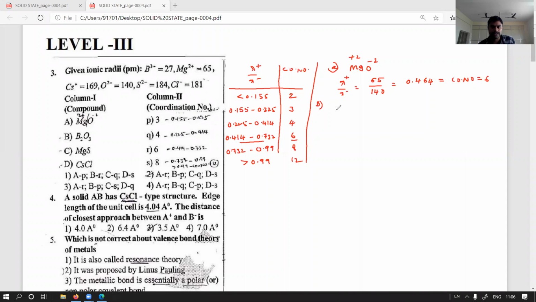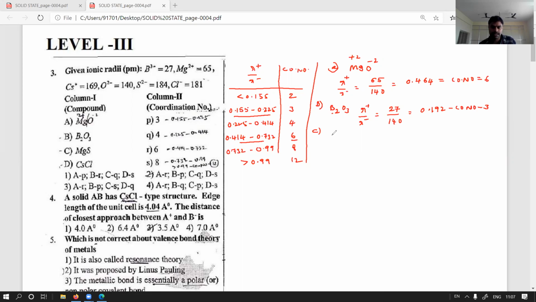Let's see B, what they gave. Boric anhydride, B2O3. In B2O3, boron is the positive charge, oxygen is the negative charge. Its radius ratio of cation and anion is the radius of boron, 27, by the oxide ion, 140, which is 0.192. 0.192 is in between 0.155 to 0.225, then the coordination number is 3.